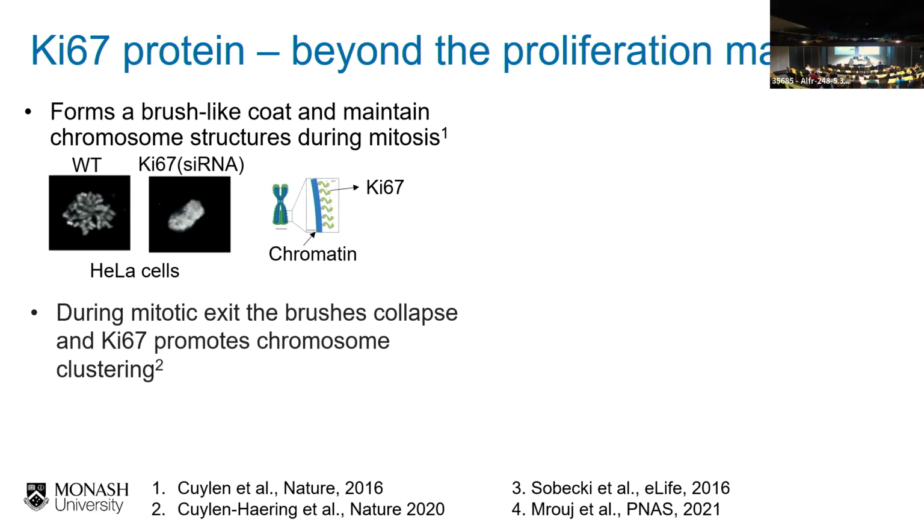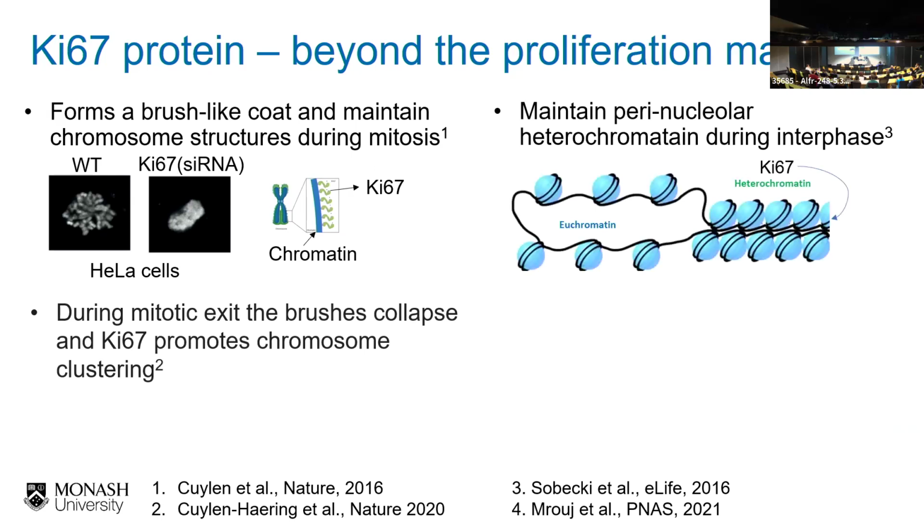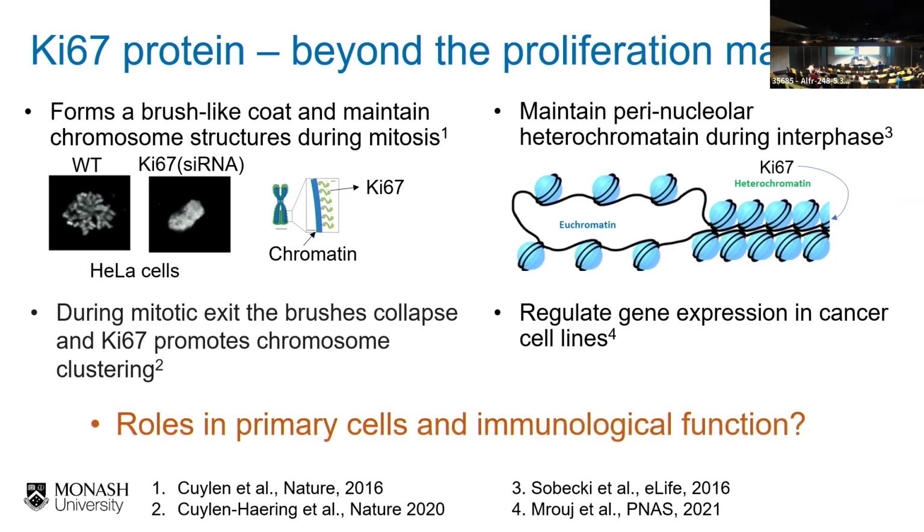At the same time as the first paper, another group found that Ki-67 is also required for maintaining heterochromatin during interphase. So basically, Ki-67 is required for any cells that are within the cell cycle. And other groups also found, using cell lines, that Ki-67 is required for normal gene expression, especially in the cancer cell lines that they research on. So as you can see, those studies mainly used cell lines. So what are the roles of Ki-67 in primary cells, and what's their immunological function, which I'm interested in the most?